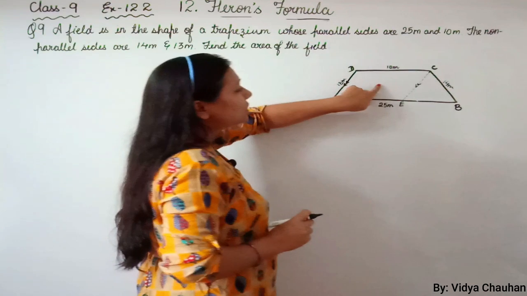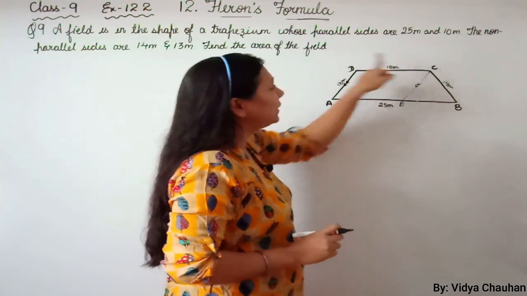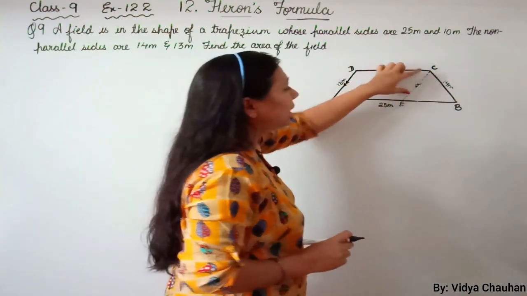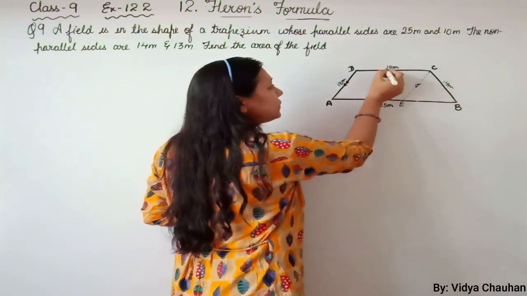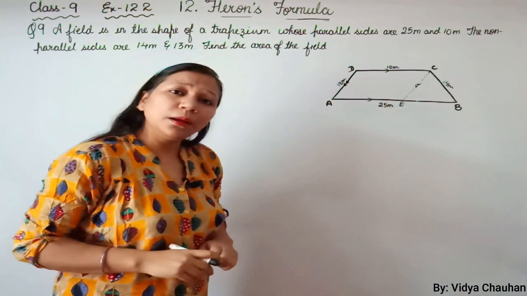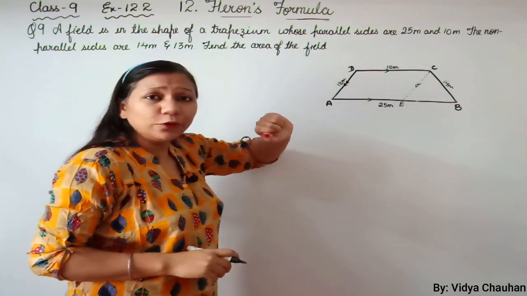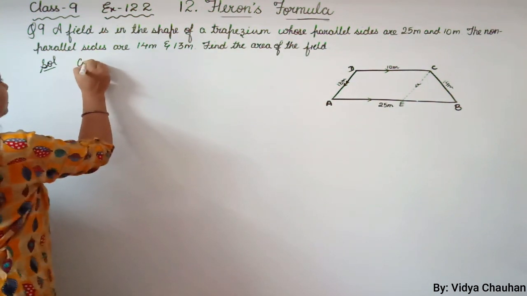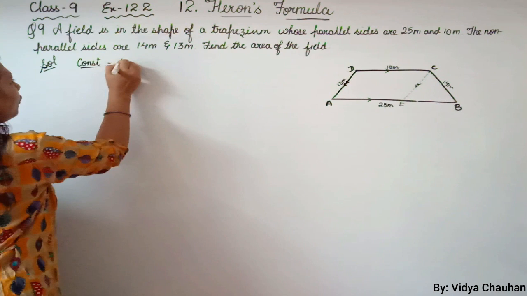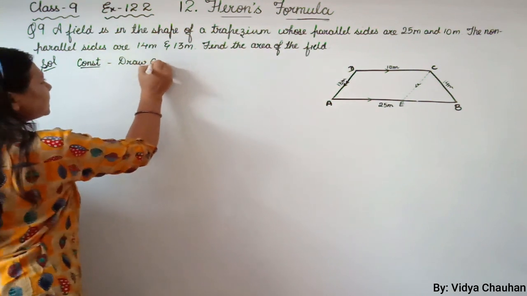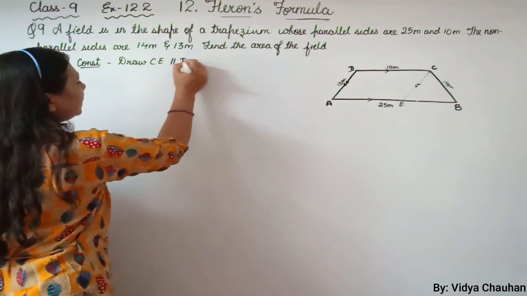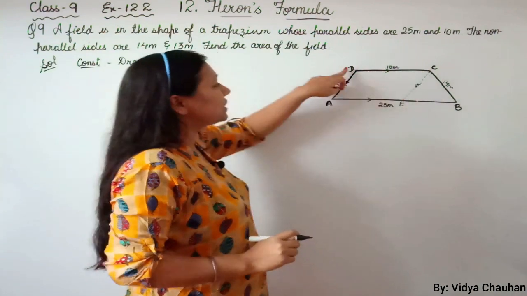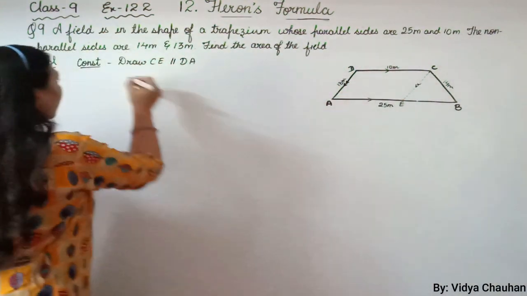So now here, as you can see in the figure AECD, AE is parallel to CD and AD is parallel to CE. That means this figure becomes a parallelogram. So in the solution, we will first start with the construction part, and our construction is: draw CE parallel to DA. So this is our construction part, that we have drawn line CE which is parallel to DA.